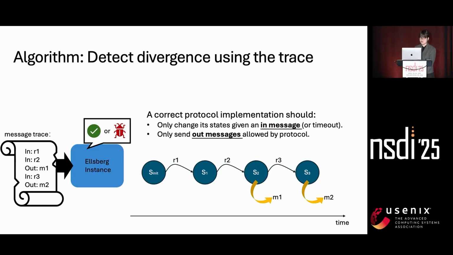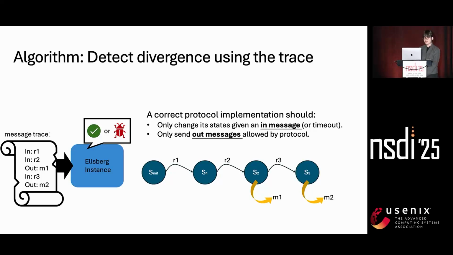As shown in the figure, this is the execution reproduced by the message trace, where we apply the in messages R1, R2, and R3 in order, resulting in intermediate states S1, S2, and the final state S3. We aim to check, according to the protocol, whether M1 and M2 are allowed to be sent at states S2 and S3.